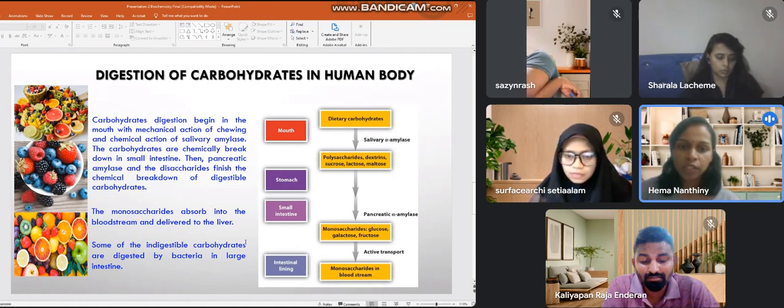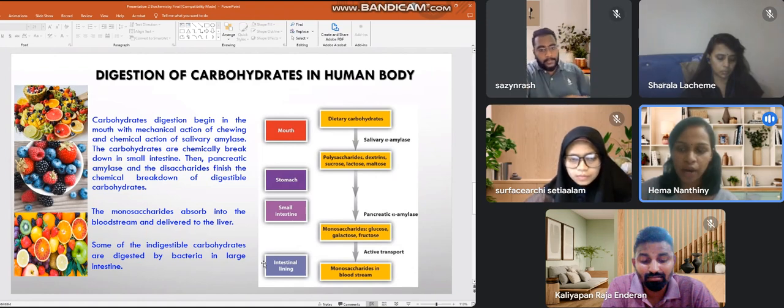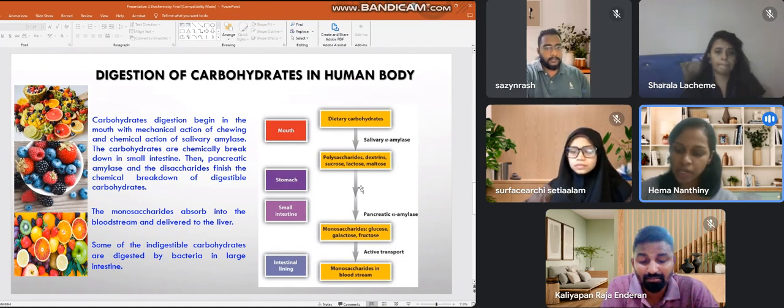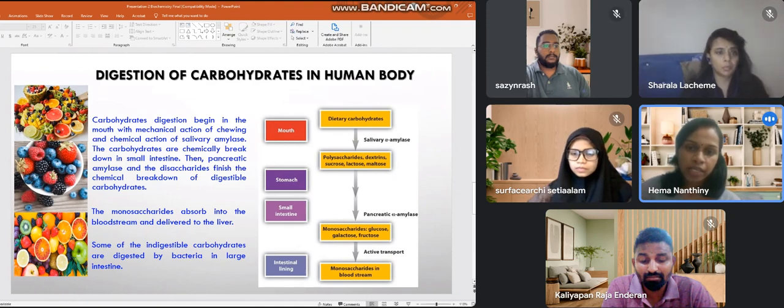Okay, the image beside shows the overview of digestion of carbohydrates. Dietary carbohydrate digestion begins in the mouth by using salivary amylase. Salivary amylase also initiates the digestion of polysaccharides in the mouth. Pancreatic amylase initiates the digestion of polysaccharides in the small intestine. Then lastly, the intestinal brush border enzymes initiate the digestion of disaccharides to monosaccharides. Next, I pass to Emmeline.